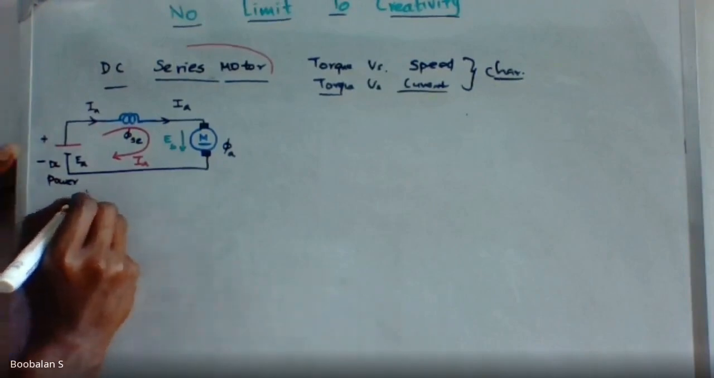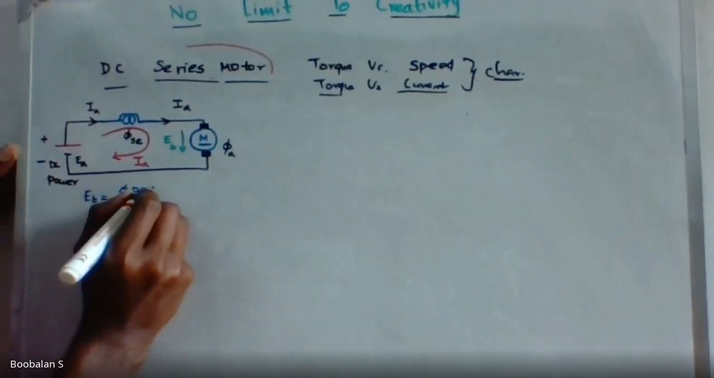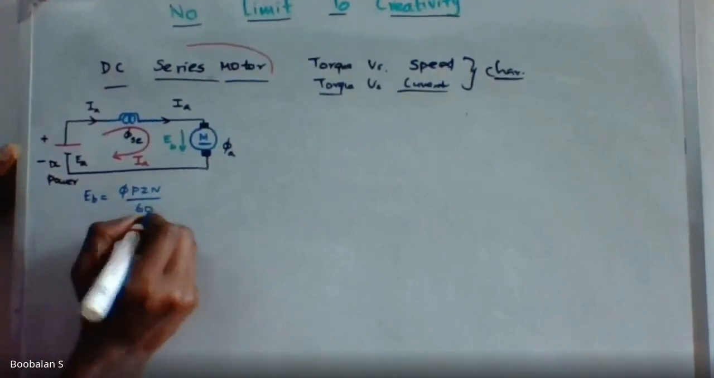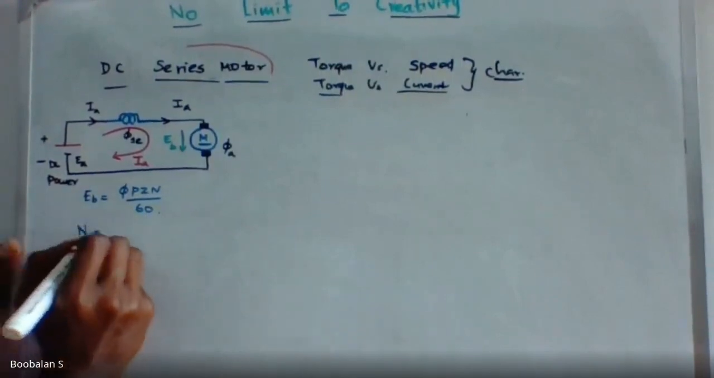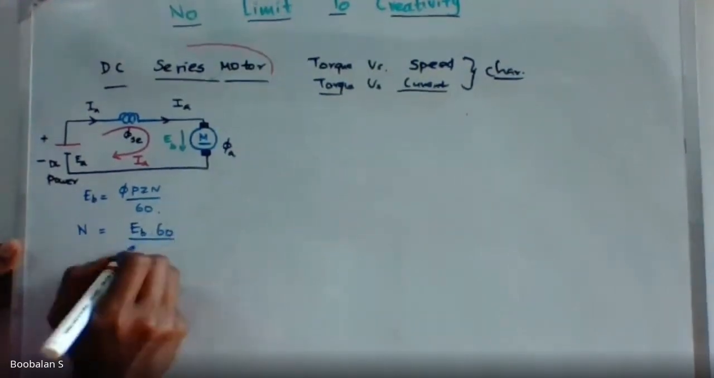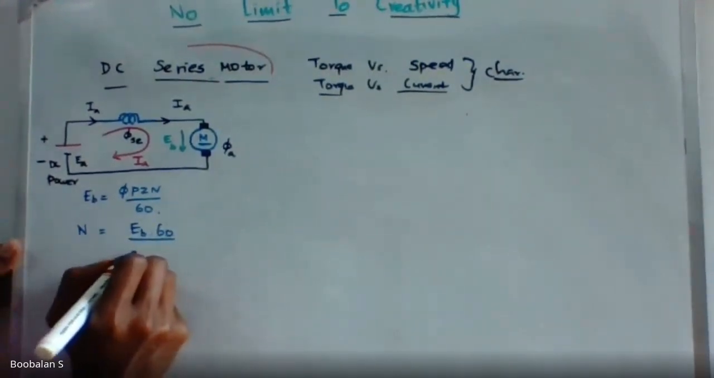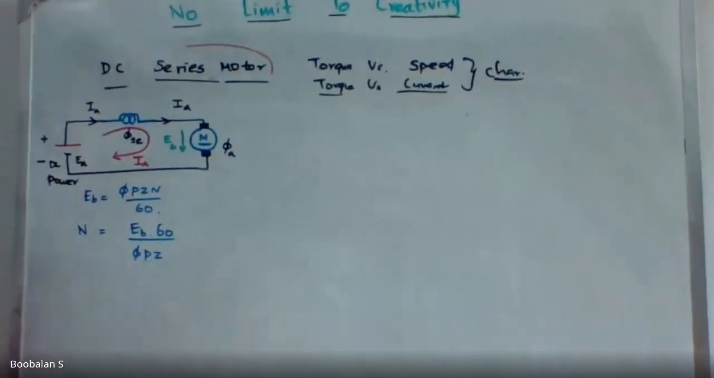So EB, we are just going to recall it. What will be the value of EB? It is P Z phi n by 60. I'm just going to bring n to the left side and rearrange it. So n comes to this side: EB into 60 divided by P Z phi. So I'm just going to remove my constants.